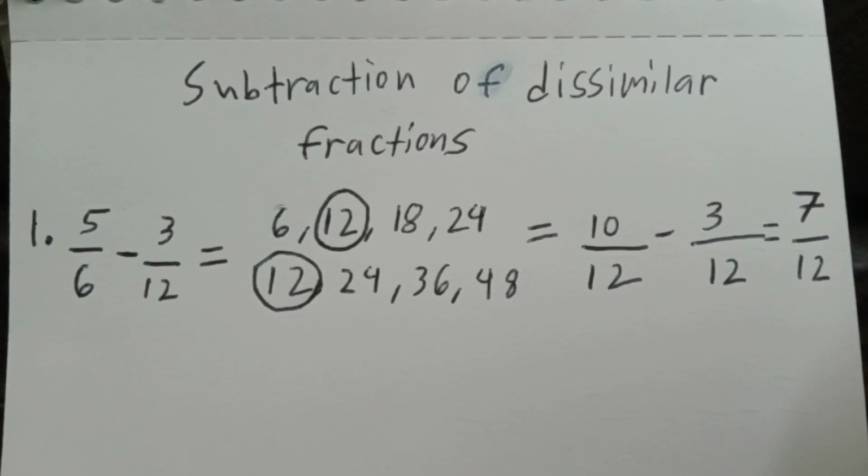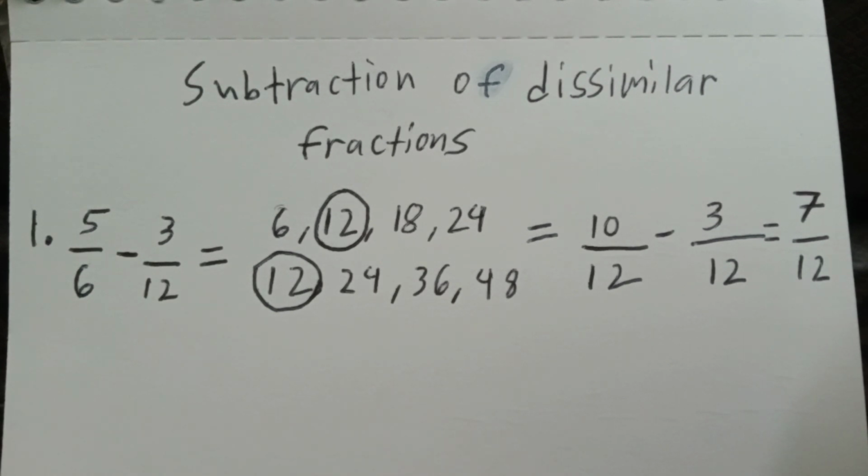Now for our second topic, subtraction of dissimilar fractions. For our first example, we have 5 over 6 minus 3 over 12. Can we start subtracting? The answer is no, because they don't have a common denominator. So what do we have to do? We have to find the least common multiple. So let's start finding the least common multiple.